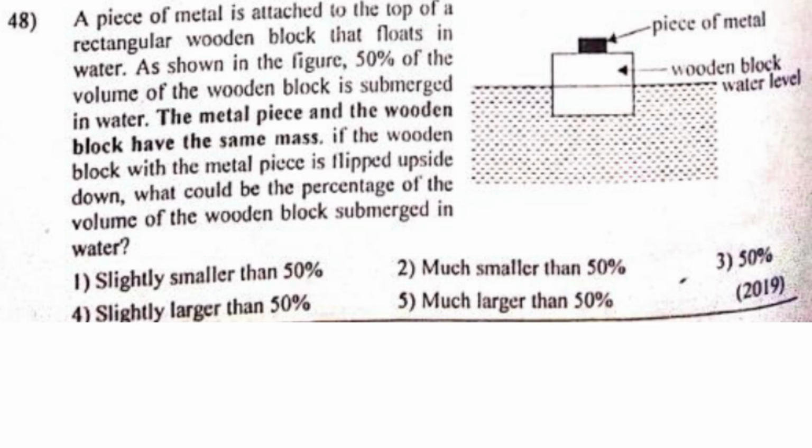Then 48. A piece of metal is attached to a rectangular wooden block that floats in water as shown in the figure. 50% of the volume of the wooden block is submerged in water. The metal piece and wooden block have the same masses. If the wooden block with the metal piece is flipped upside down, what could be the percentage of volume of the wooden block submerged in water?